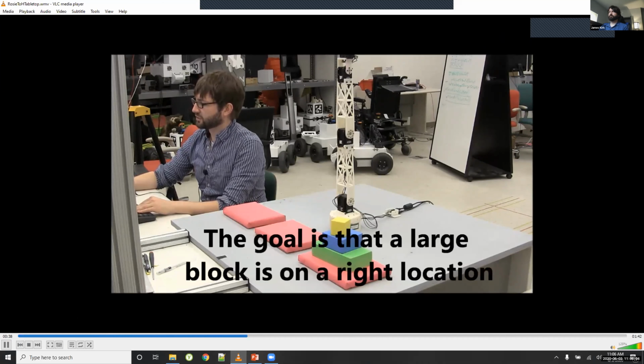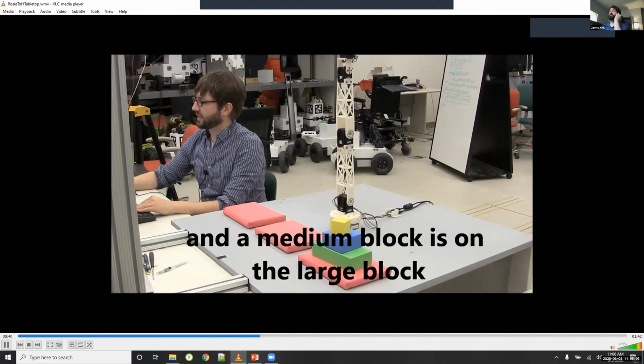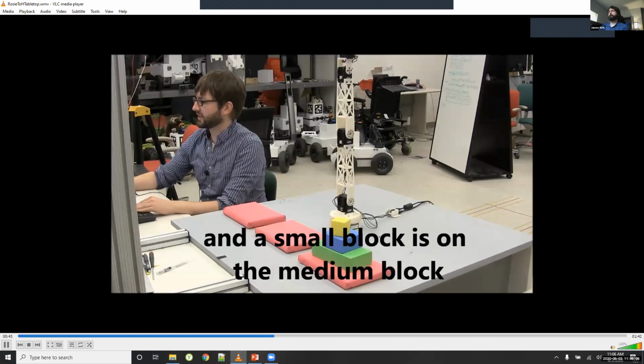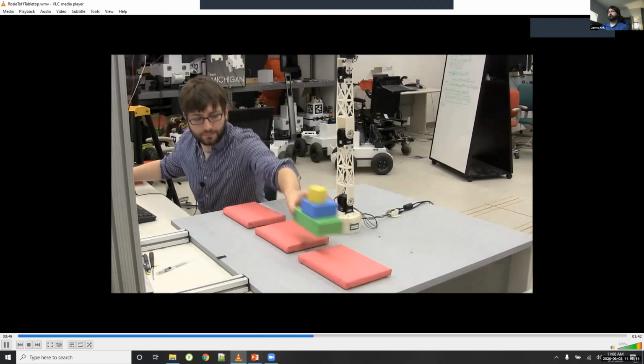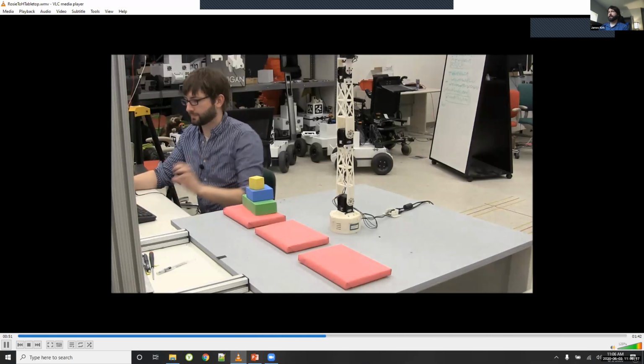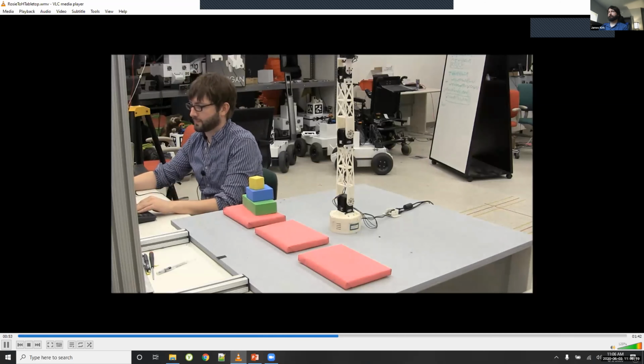The goal is that a large block is on a right location, and a medium block is on the large block, and a small block is on the medium block. I have learned the goal. Done.